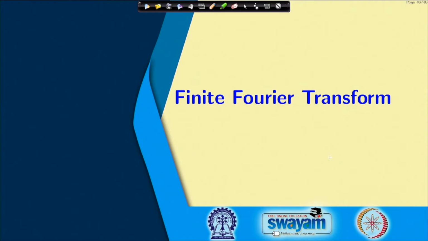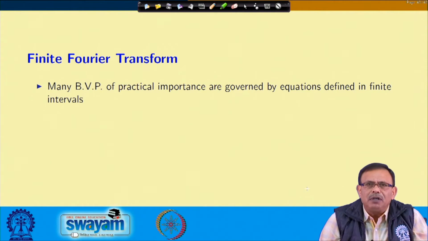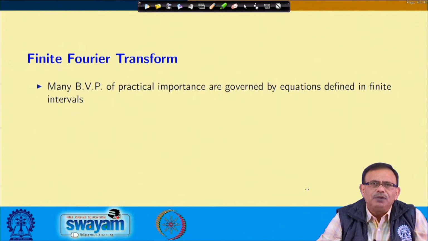So, whenever I have a finite range for independent variables, I cannot directly use the transform techniques, especially the Fourier or Laplace techniques. So, I have to think of something else for real life physical problems where the independent variables vary in a finite range. For that, we will now study the finite Fourier transform. Many boundary value problems of practical importance are governed by equations which are defined in finite intervals, as I was mentioning. This is one of the main reasons for the finite Fourier transform.